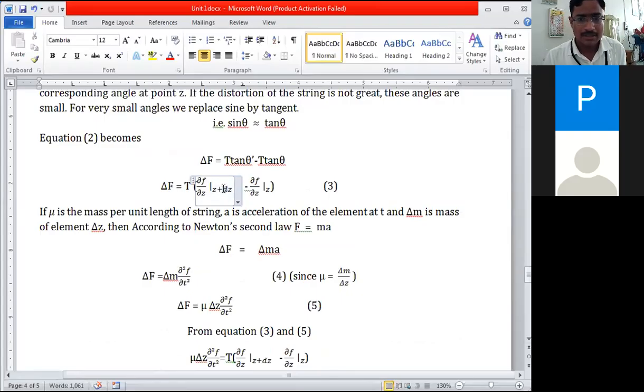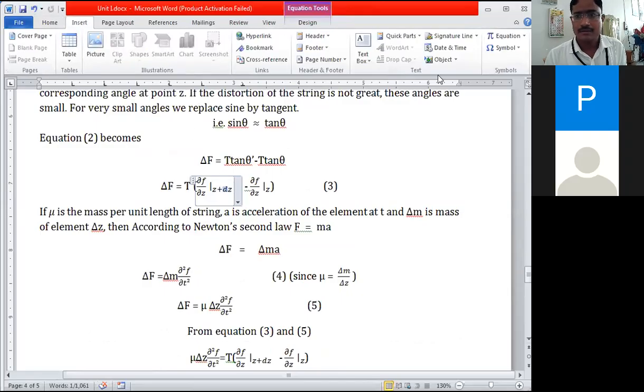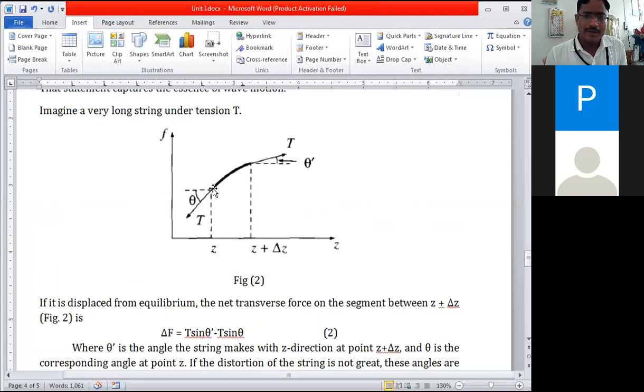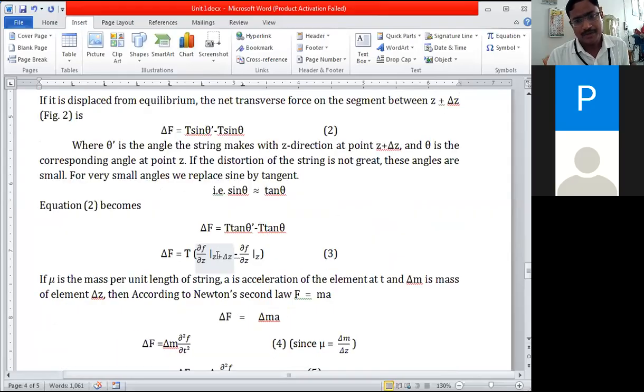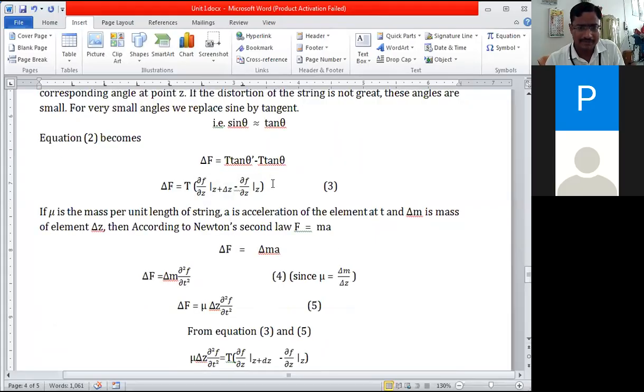Here it should symbolically be delta. Sorry. Similarly, in the same fashion, we can have it at z. At z, this is the theta angle. This is the opposite side, the change in f, and this is the change in z. So we have dou f by dou z at z. Let us term this as equation number 3.